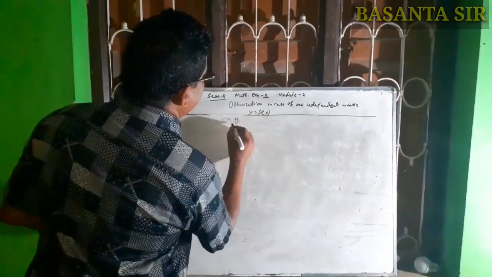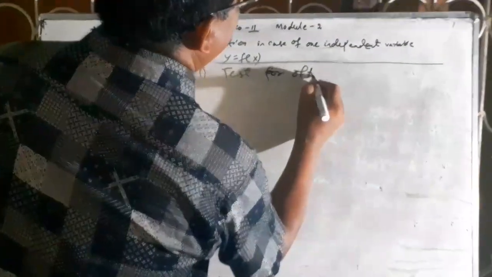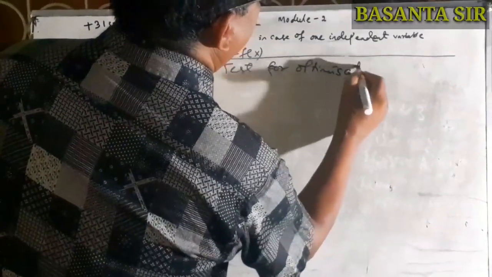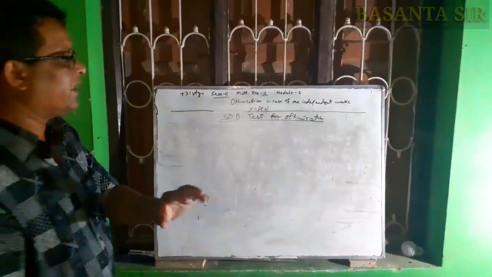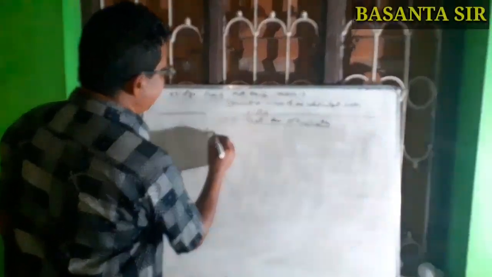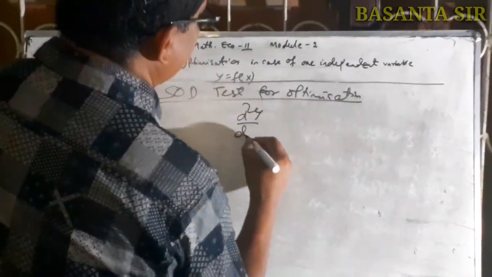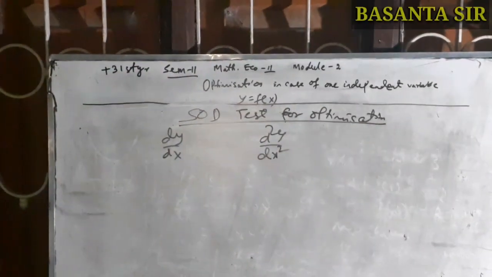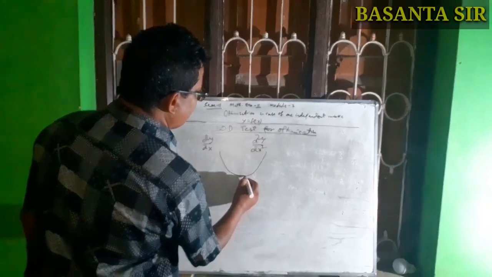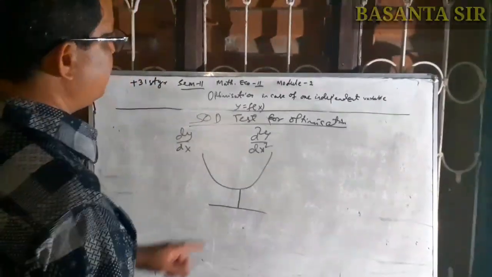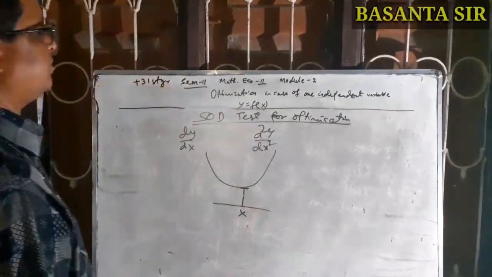Second order derivative test for optimization. In the second order derivative test, we have to find dy by dx, and we also find d square y by dx square. What happens when it is a minimum value, a minimum point? At x the function is minimum.